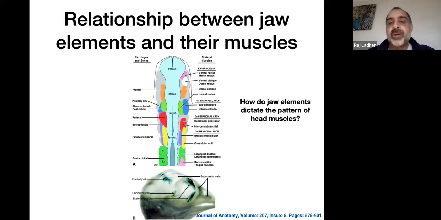It's likely that jaw elements dictate the pattern of head muscles. So when we're thinking about, for example, the mandibular muscles or the jaw adductors, how these are set up and how they insert into different jaw elements is still very, very unclear. These are open questions in the field, and I've left it at that for the jaw muscles, because so little is known about how the jaw muscles are forming.